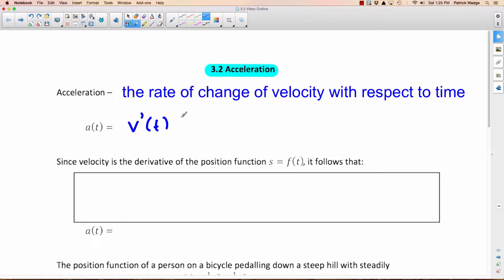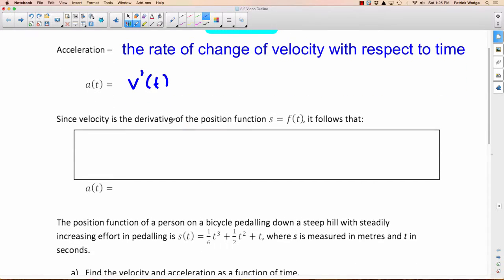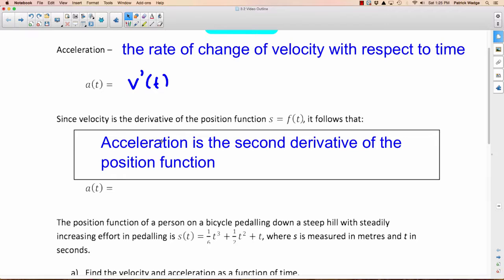But wait a minute, remember what we said about velocity last day? We said velocity is the derivative of the position function. So if velocity is the derivative of the position function and acceleration is the derivative of velocity, does it not follow that acceleration is the second derivative of the position function?